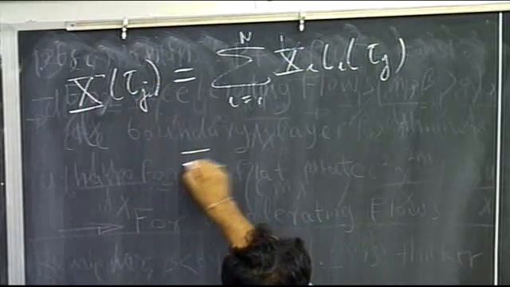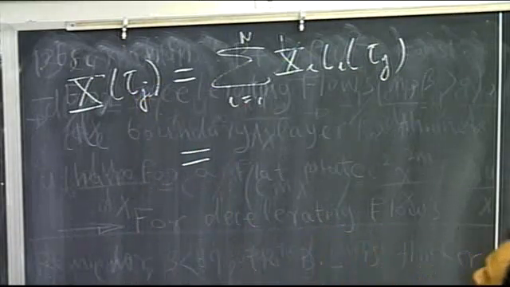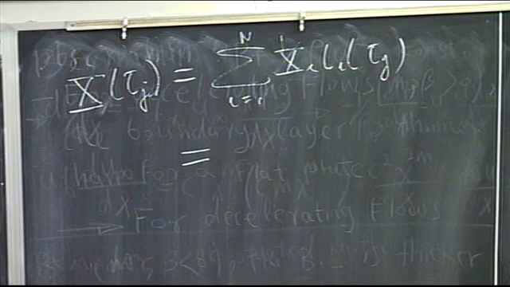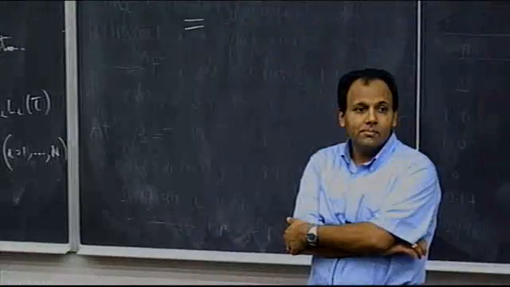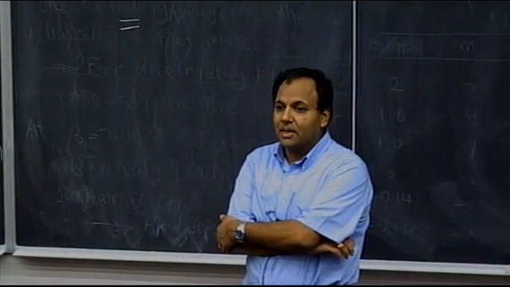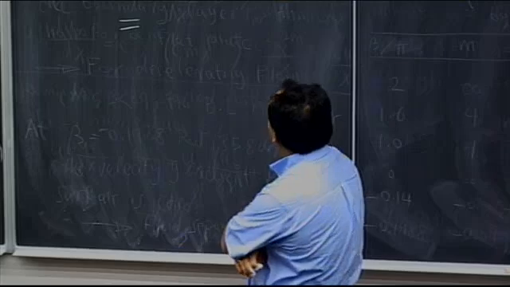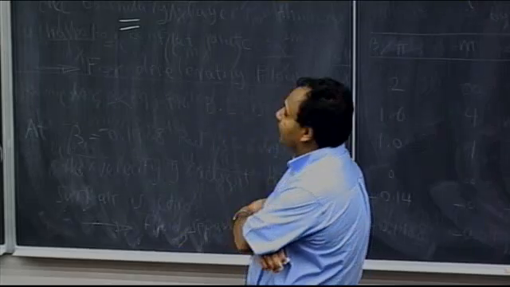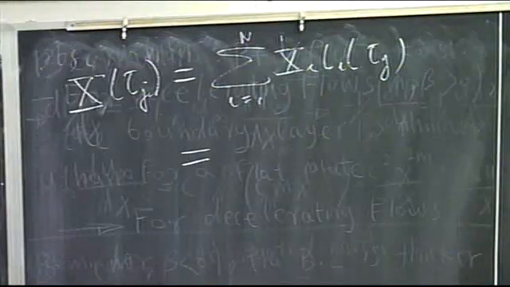Which is equal to what? What is L_i of tau_j? No, it's not equal to 1. When is it equal to 1? It's 0, except for when i equals j, right? L_i of tau_j is equal to 0 if i is not equal to j. It's equal to 1 if i is equal to j, right?